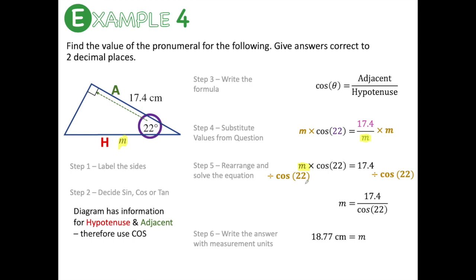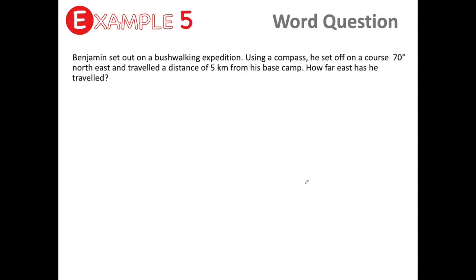So there are some examples of how we can use the trigonometric ratios to calculate a missing side. Let's have a look at how that would apply to a word question. In example 5, Ben sets out on a bushwalking expedition. Using a compass, he sets off on a course that's 70 degrees northeast and travels a distance of 5 kilometers from his base camp. We want to calculate how far east he has traveled. When we have a word question, before we do any calculations, if one's not provided, we need to draw a diagram. So to draw a diagram, we need to go back and look at the question and add in pieces of information piece by piece.